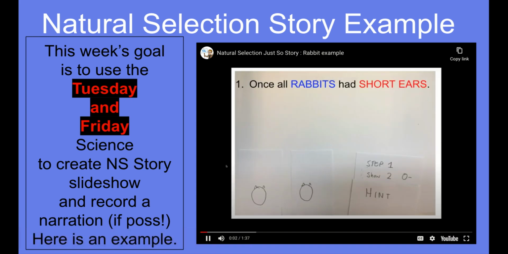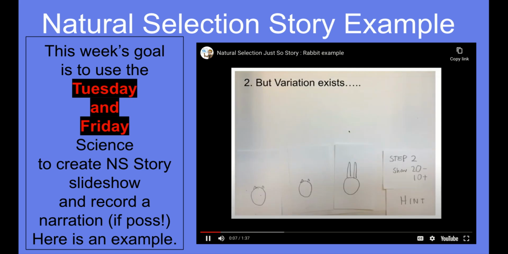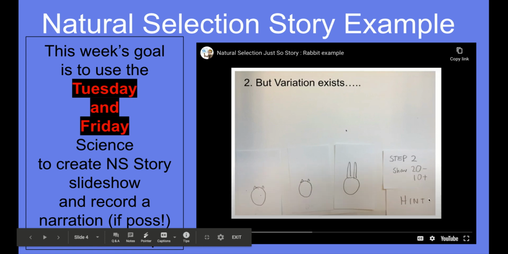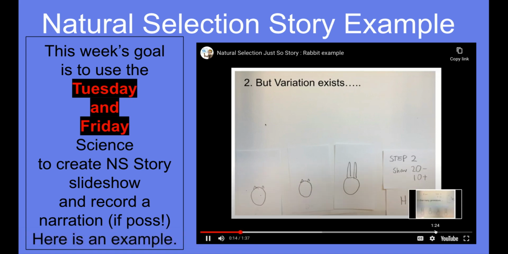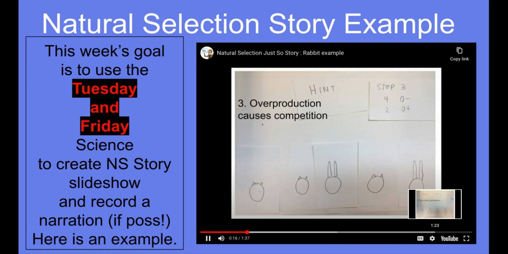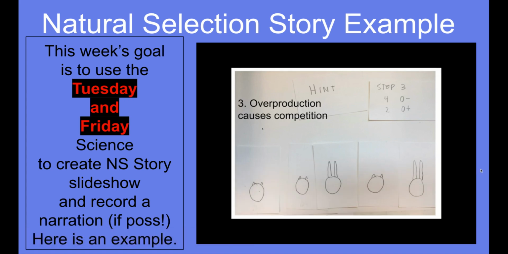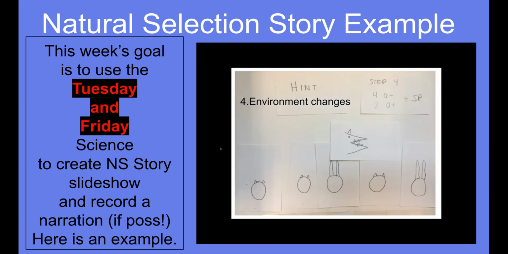Once all rabbits had short ears, but variation exists, so some rabbits had longer ears than others because of mutations and sexual reproduction. The rabbits produce more offspring than can survive, so there is competition for food, water, habitat, and avoiding predators. The environment changed for these rabbits due to wolves moving into the ecosystems they migrated in.